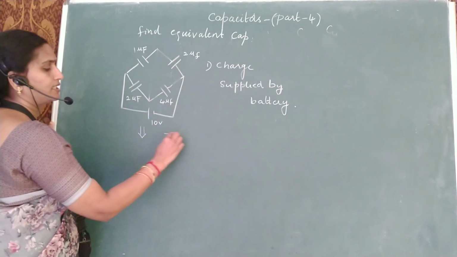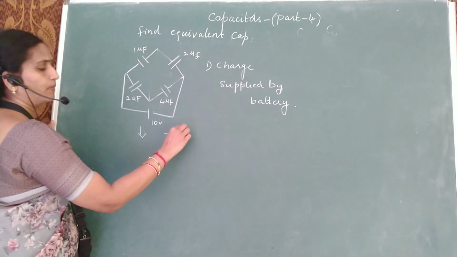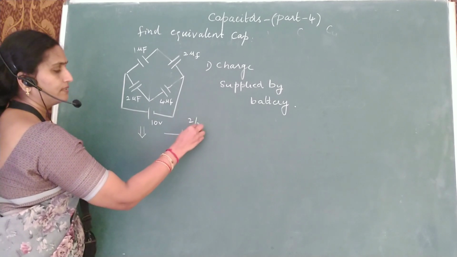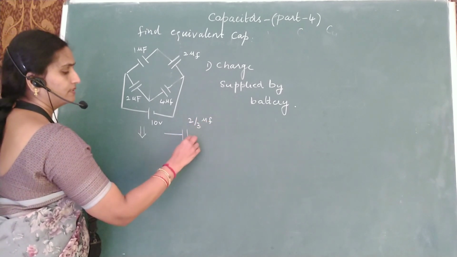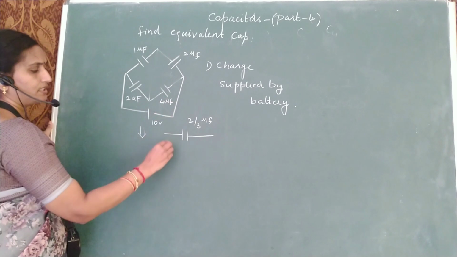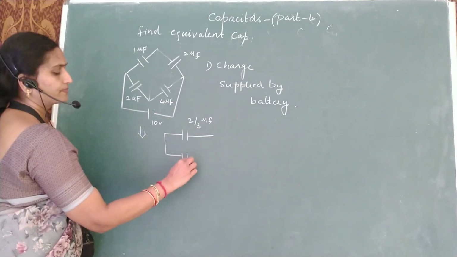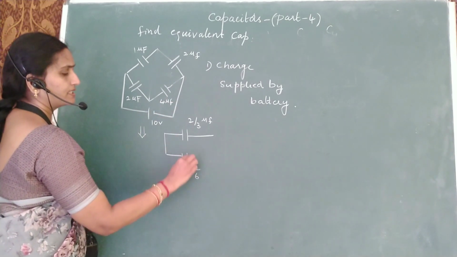So what will be the equivalent circuit for it? 1 and 2 in series. 1 into 2 by 1 plus 2. That is 2 by 3 microfarad. These two are in series. 4 into 2 by 4 plus 2. 8 by 6.